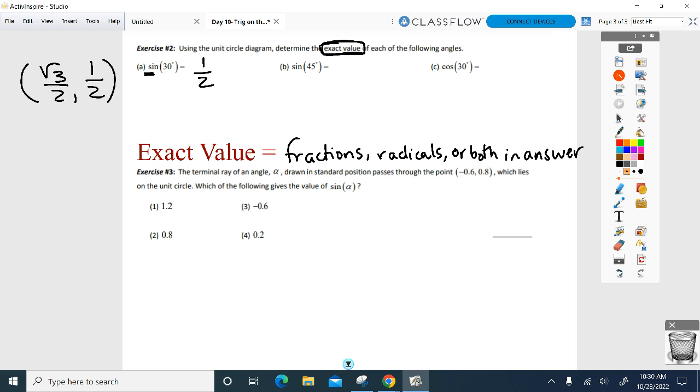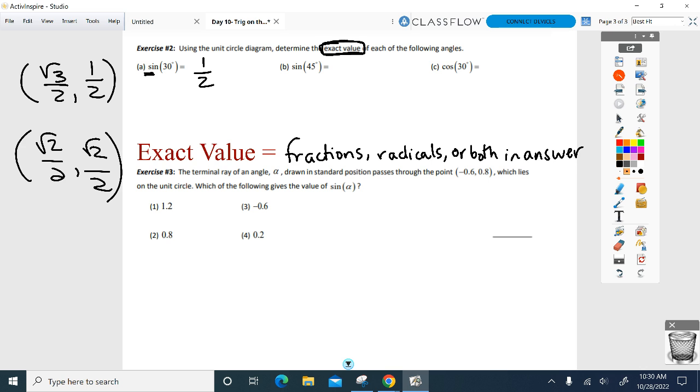Now, can you use your calculator to check? Absolutely. But I don't want the decimals there. I want radicals, fractions, or both. Ready? Sine of 45. Radical 2 over 2, radical 2 over 2.